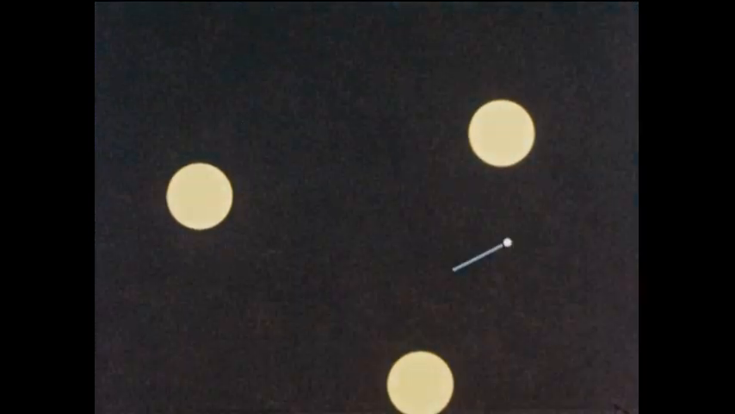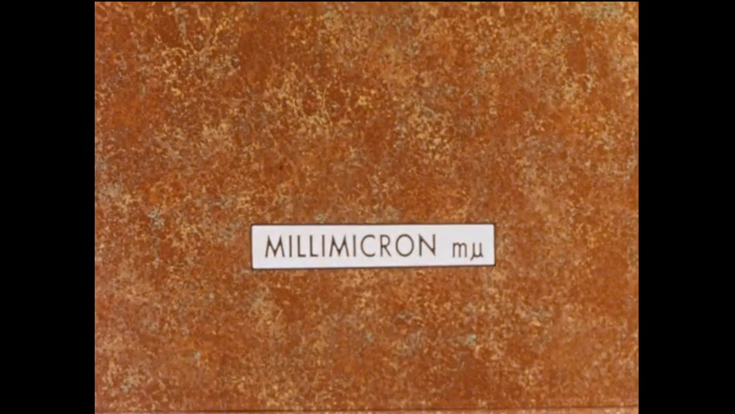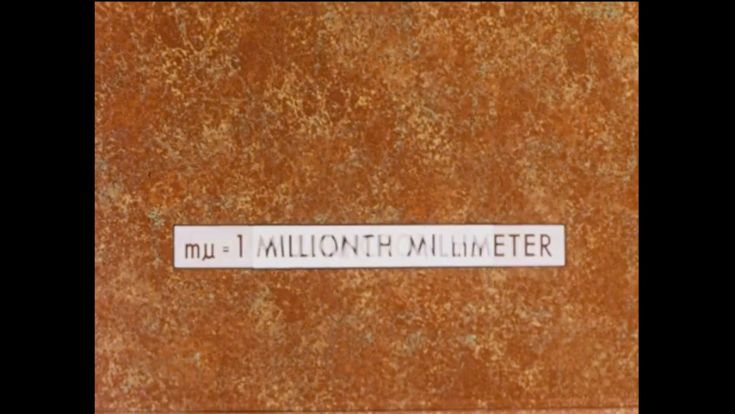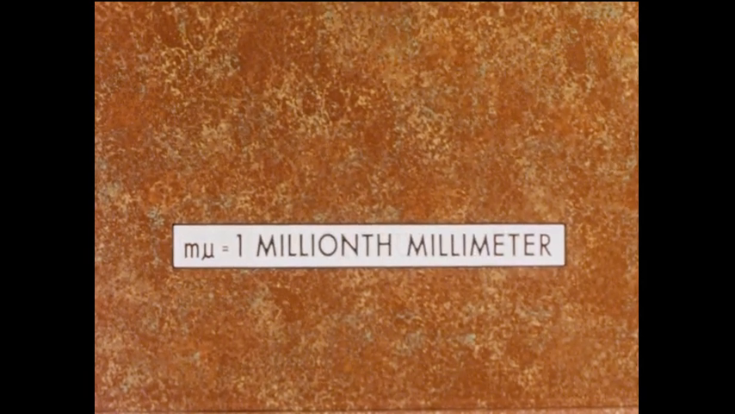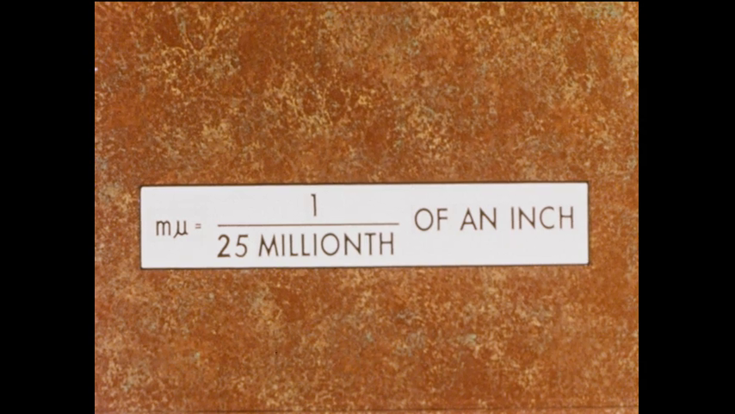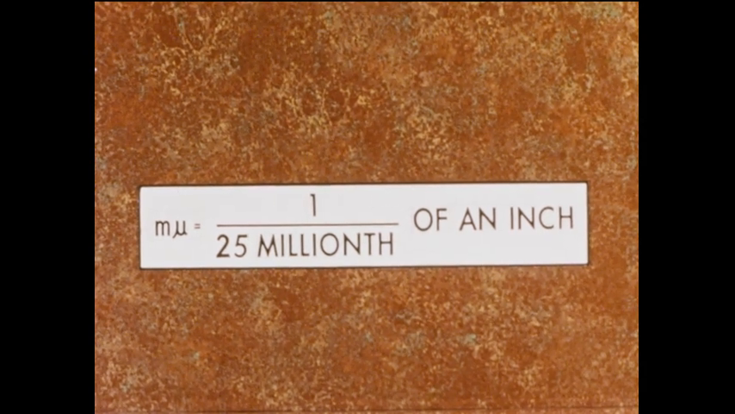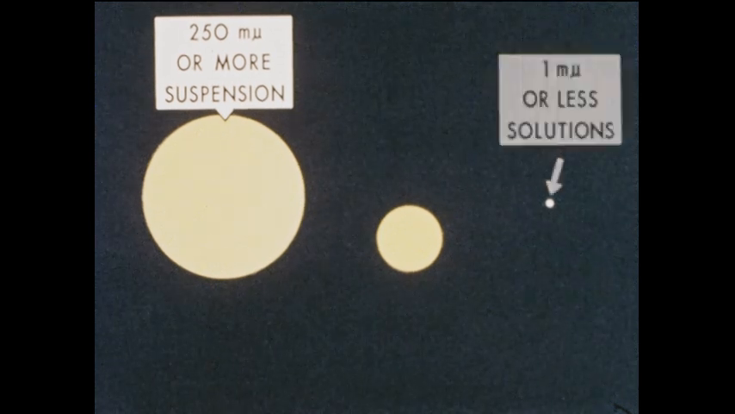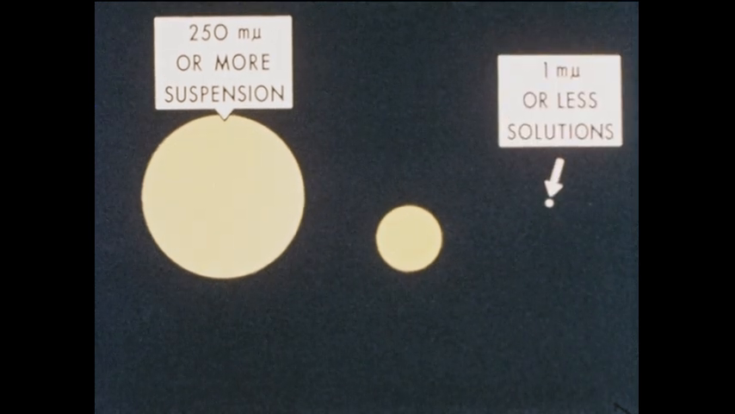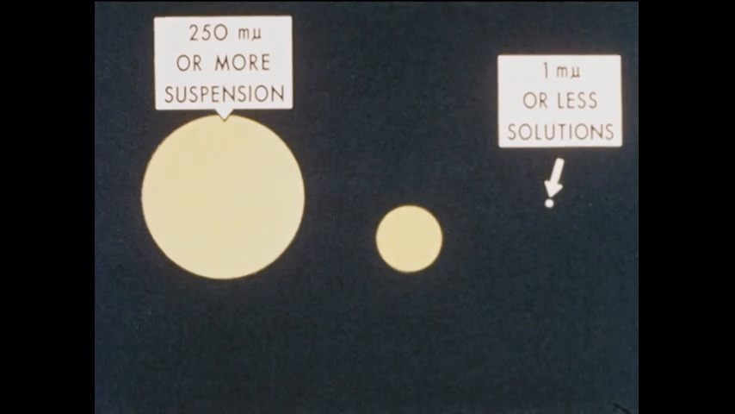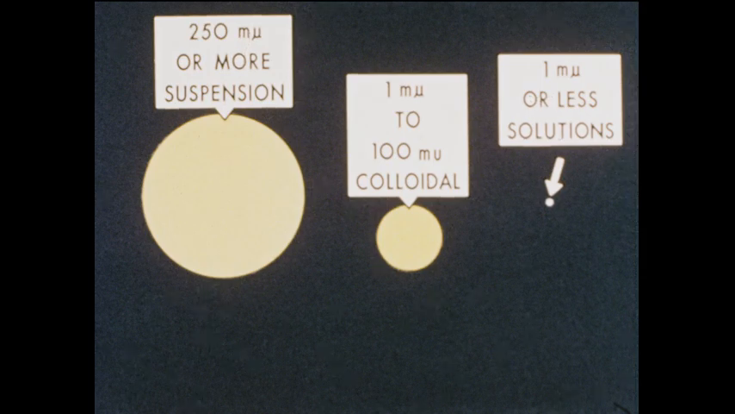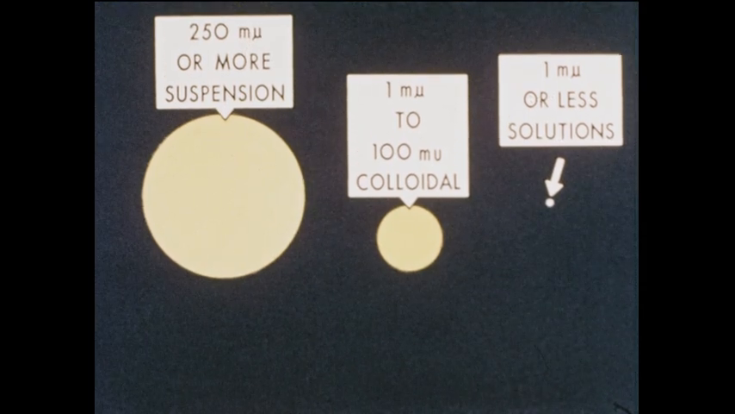Colloidal and other particles are measured in extremely small units, millimicrons. A millimicron is 1/1,000,000th of a millimeter, or 1/25 millionth of an inch. Particles about 250 millimicrons or more in diameter show the properties of a suspension. Particles 1 millimicron or less are molecular and show the properties of a solution. Between the two, say between 1 and 100 millimicrons, are colloidal particles.